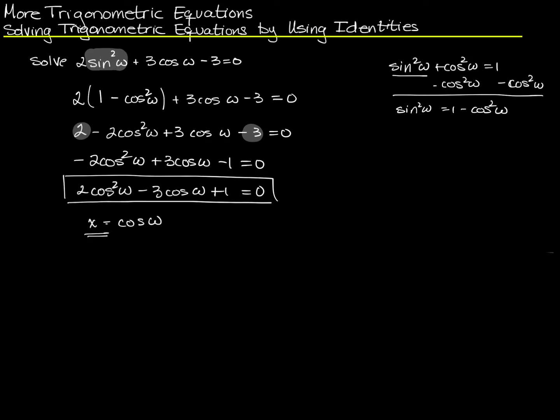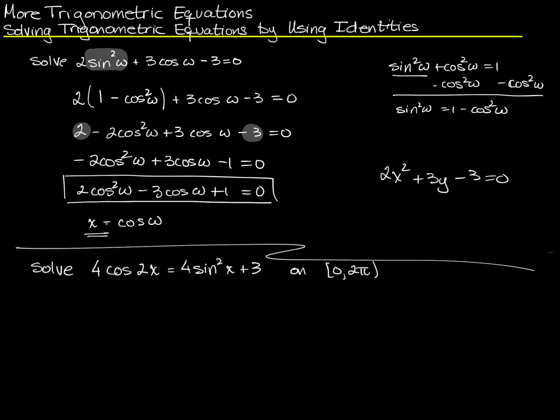A quadratic like 2x squared plus 3y minus 3 equals 0 can't be solved for values of x or y either. This one can't be solved for values of sine or cosine. If I could change this x into a y or this y into an x, then I could solve it. If I could change this sine into a cosine or this cosine into a sine, then I can solve it. So I've changed this sine squared into 1 minus cosine squared, and now everything in my equation is cosine. Now it's ready to go.